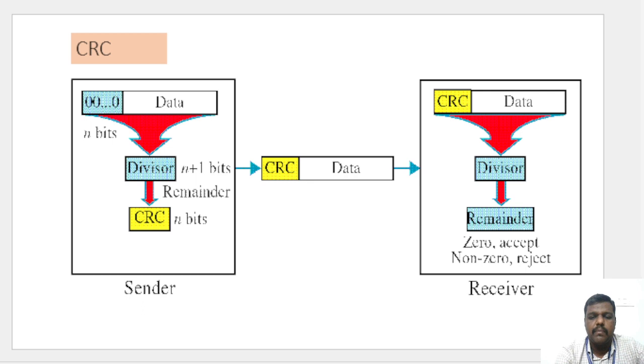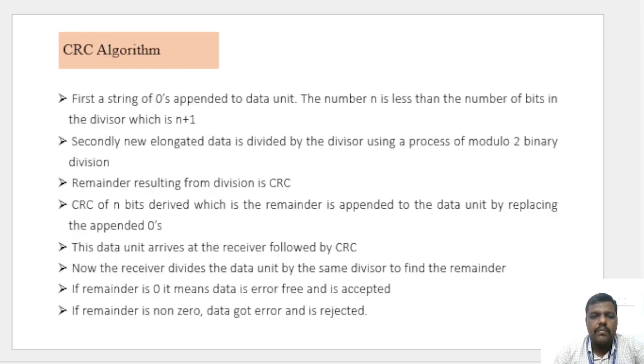We will get a remainder, and the remainder bits we call the CRC, which is shaded in yellow. This CRC bit is again added to the original data, and this is transferred to the receiver. After receiving the data plus the CRC bit, the receiver will again perform binary division to find the remainder. If the remainder is 0, he will accept it, and if it is other than 0, the receiver rejects the data.